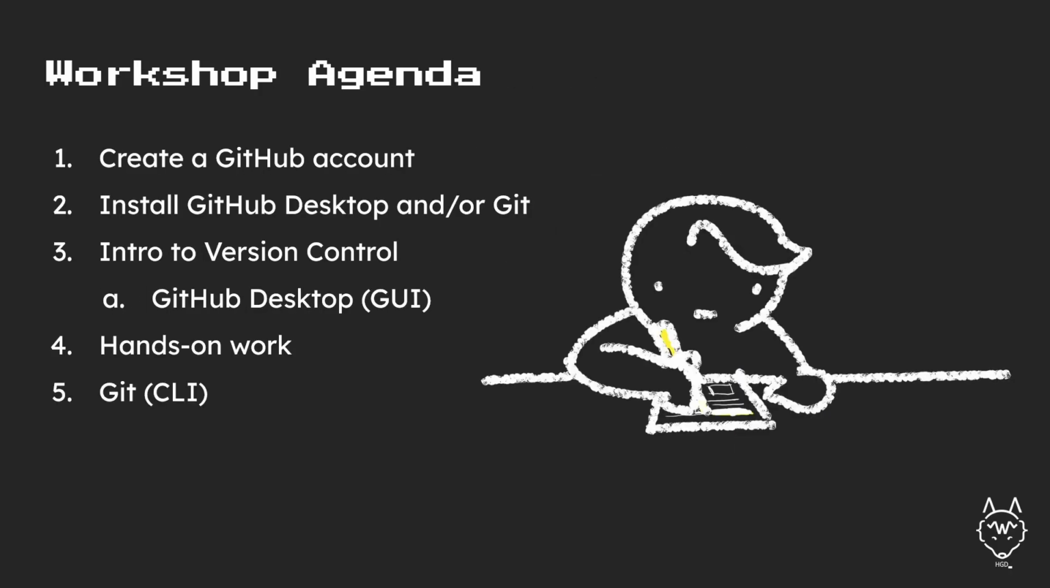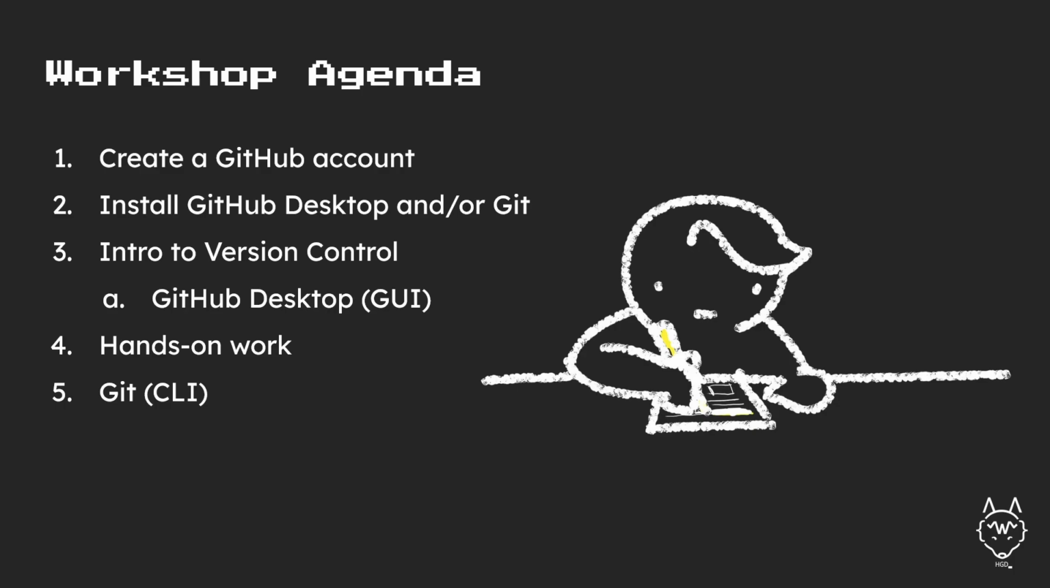Yep, so this is the agenda for our workshop. First of all, everyone should create a GitHub account, get that done right away. And then number two, we're going to also install GitHub Desktop and/or Git. Git is the command line interface for using version control with GitHub. And GitHub Desktop is also Windows only, unfortunately.